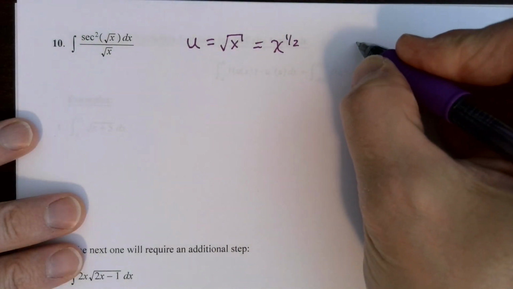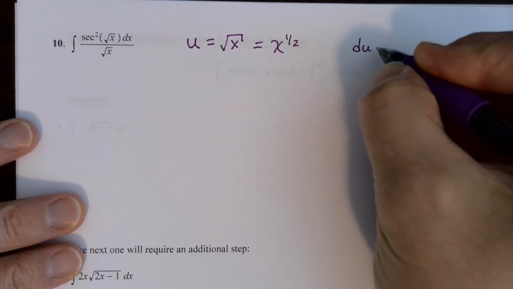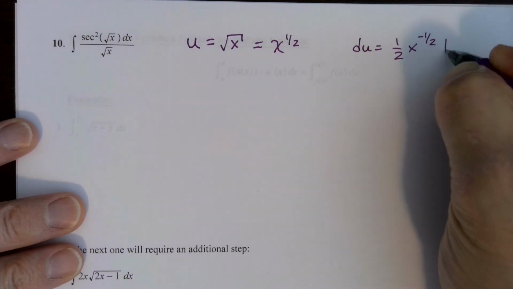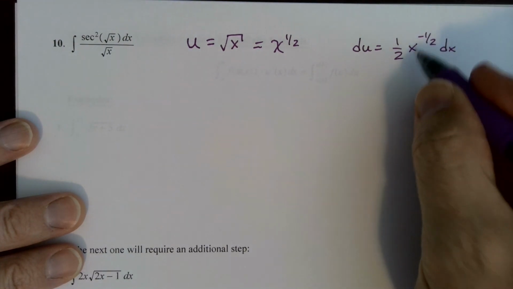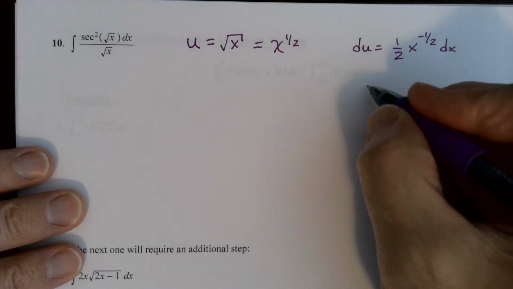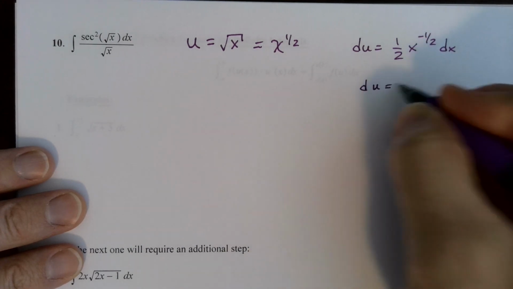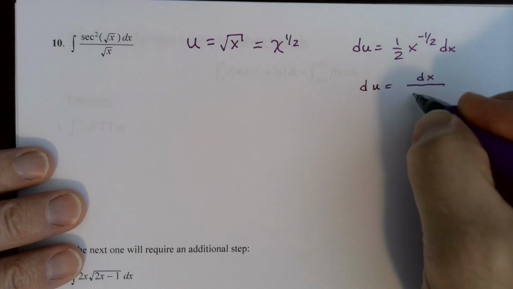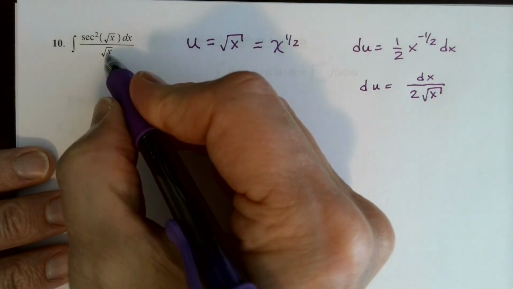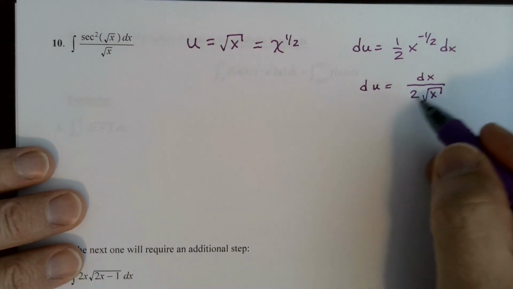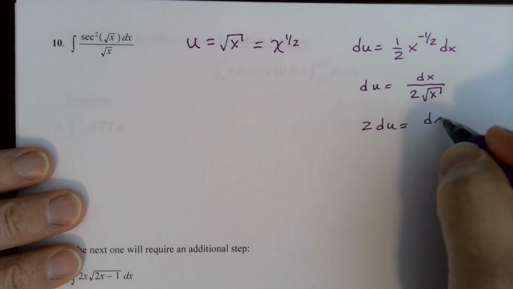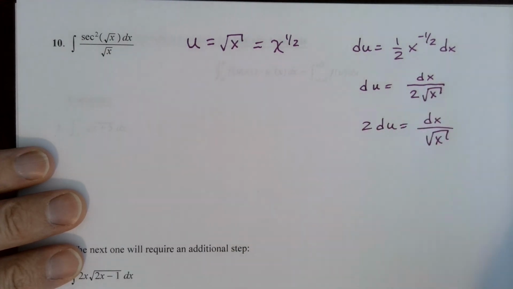This one actually will, because look what happens when I find the derivative of x to the 1/2. That's 1/2 x to the negative 1/2. If I clean this up, bringing this as 1 over x to the positive 1/2, or 1 over the square root of x, I get du is dx over 2 times the square root of x. Now I've got dx over the square root of x, so to get rid of this 2, I just multiply both sides by 2. So 2 du is dx over the square root of x.